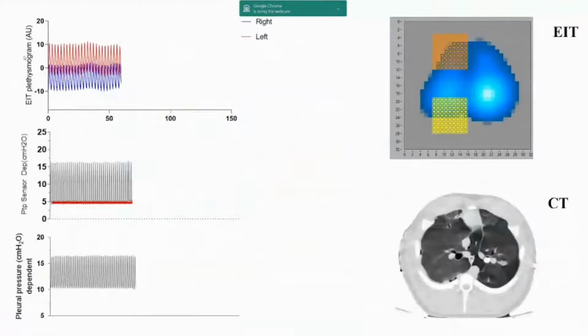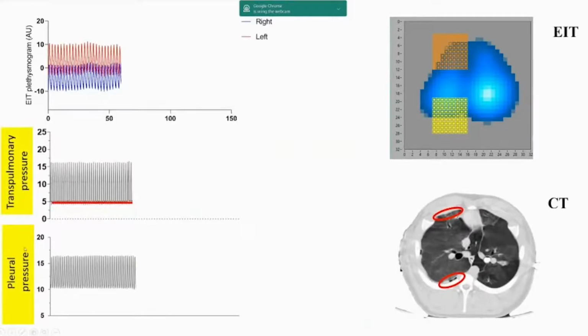Let me give you an example. This is the CT of this animal. We implanted two pleural sensors in these animals, one pleural sensor in the ventral part, one in the dorsal part. This is the EIT image, and these regions marked here are generating these plethysmograms. This is the pressure collected directly from the sensor, and this is the calculated transpulmonary pressure, which means airway pressure minus surrounding pleural pressure. I'm going to show you the results of this dorsal region, okay?